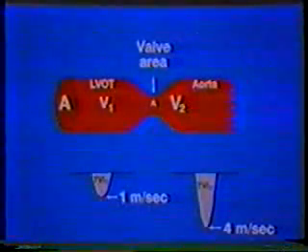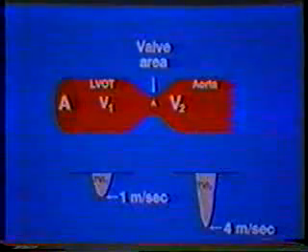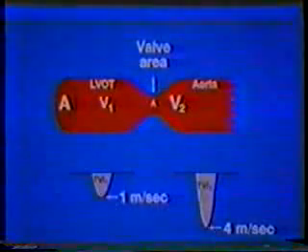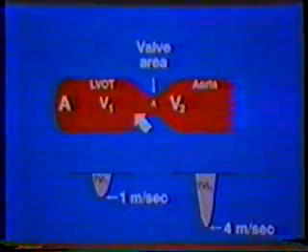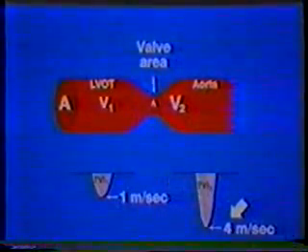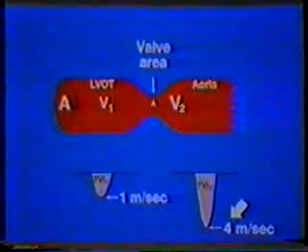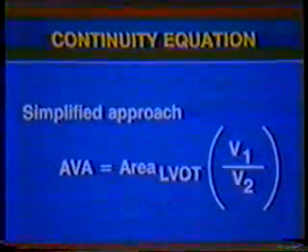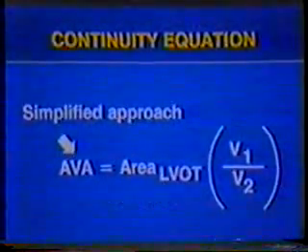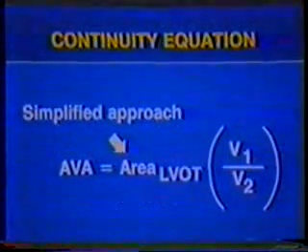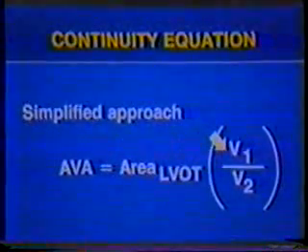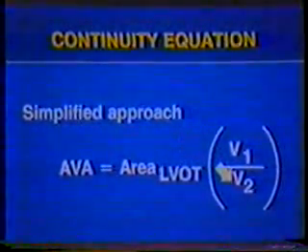It has been shown that the procedure for determining aortic valve area can be simplified without sacrificing clinical accuracy. Since the ejection time is the same in the LVOT and aorta, the peak velocities in the LVOT and aorta can be substituted for their respective time-velocity integrals. This yields the simple equation that can be used in daily practice. The aortic valve area is equal to the cross-sectional area of the left ventricular outflow tract times the ratio of the velocity in the left ventricular outflow tract and the velocity in the aorta.